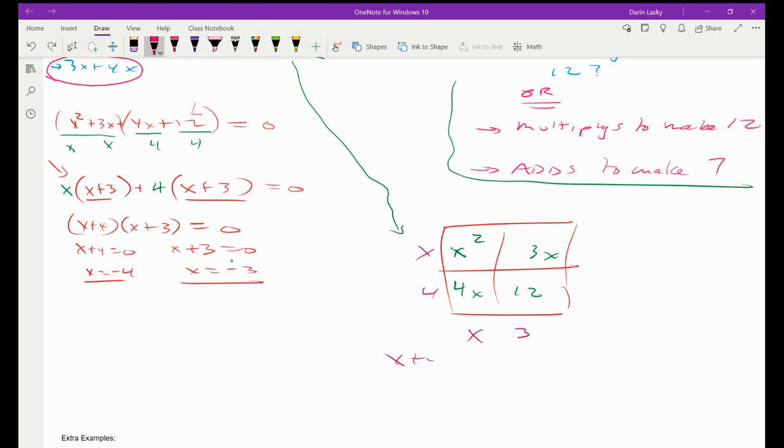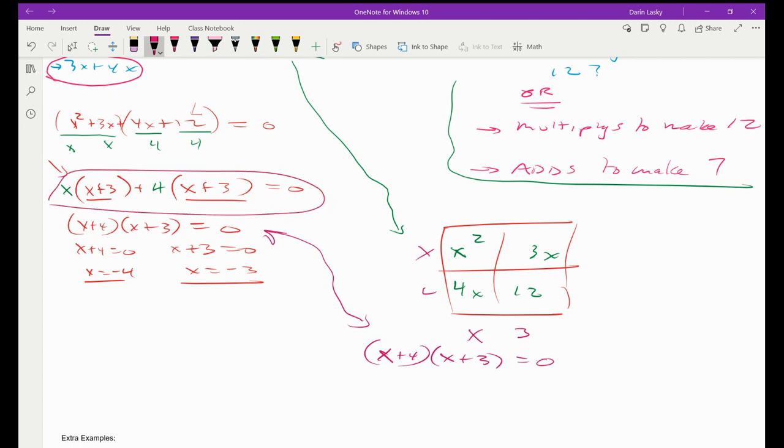Let's write that again, because my hand is not working again. x plus 4. And then the bottom one is x plus 3, and that equals 0. And then look, these two are the same answers. So you can either use factor by grouping, or you can use the area model. Does not matter to me.